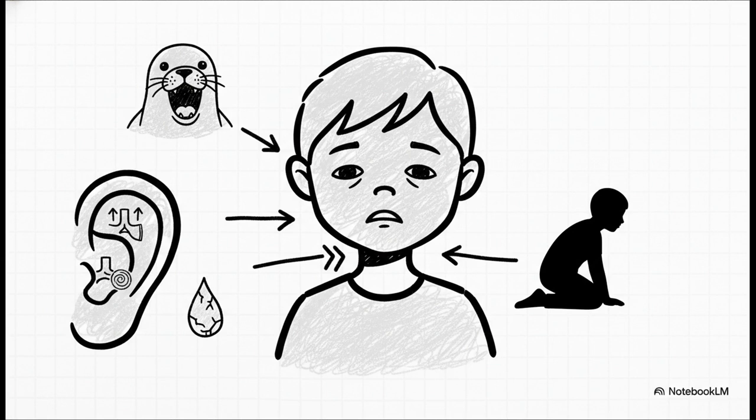Next, you look. Are there retractions? Is that child tripoding? That's a huge red flag for severe distress. What does the cough sound like? Is it that seal bark? Or is there no cough at all? And please, don't forget to check their hydration.